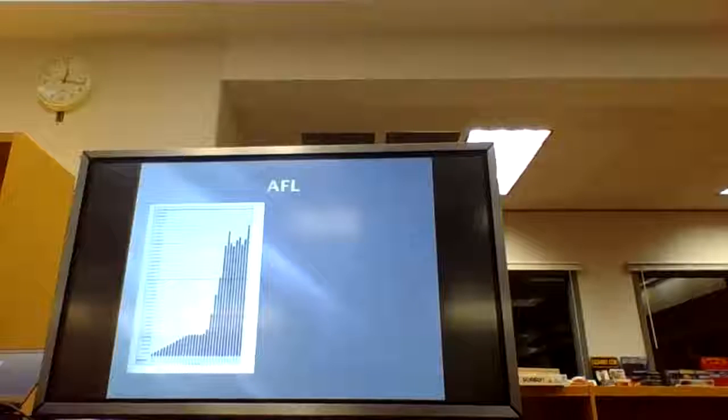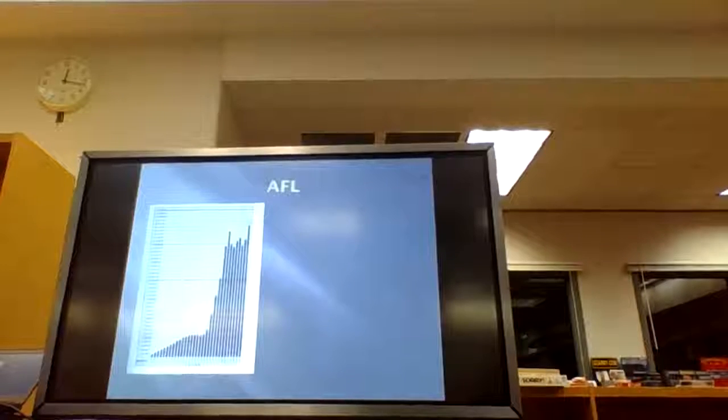That chart shows membership in another union. So this is union number 2.